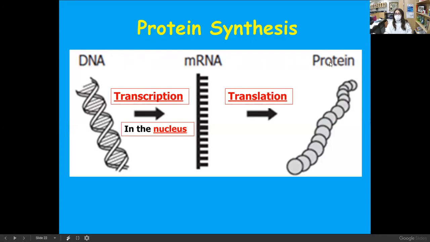Since proteins are made at the ribosome and ribosomes are located in the cytoplasm, those are always going to be two appropriate responses for the location of protein synthesis.